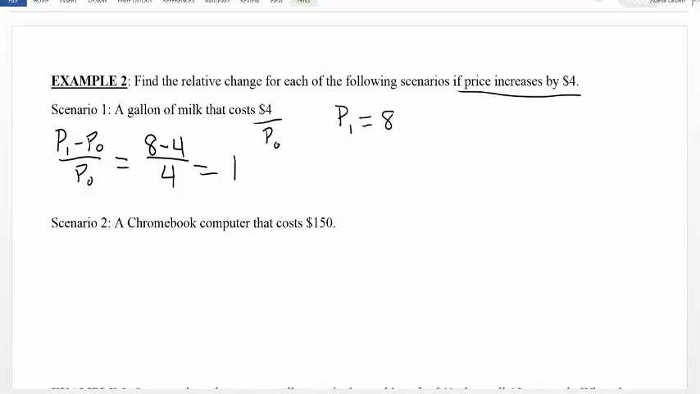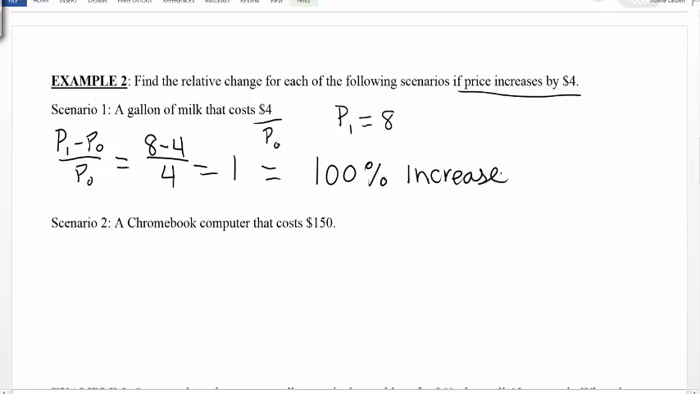So we usually have decimal numbers, but we don't have to. We still want to turn this into a percentage by multiplying by 100, and that's going to give me a 100% increase in price here. So that feels like a lot. If we were normally used to paying $4 and now we're paying $8, the price has increased by 100%. Scenario 2. A Chromebook computer costs $150.